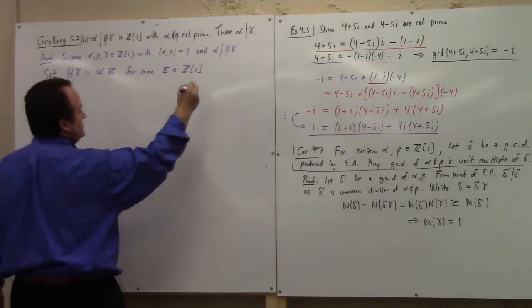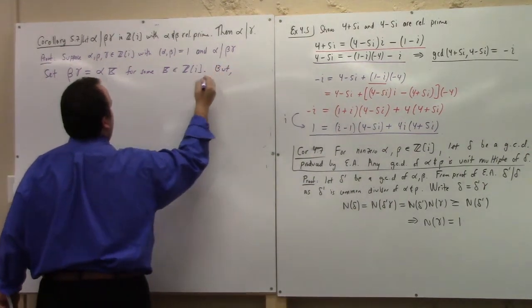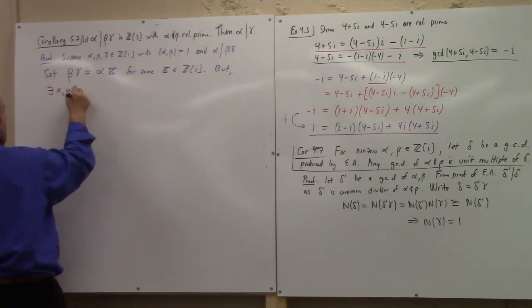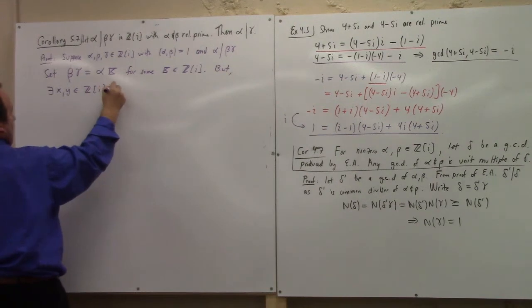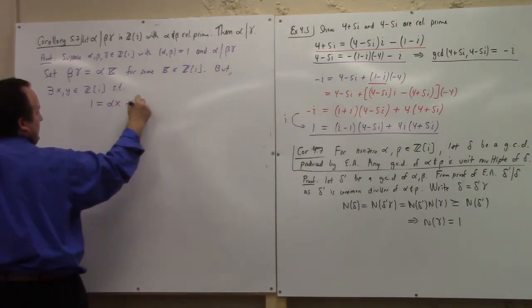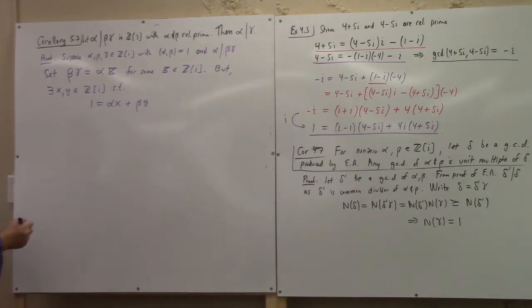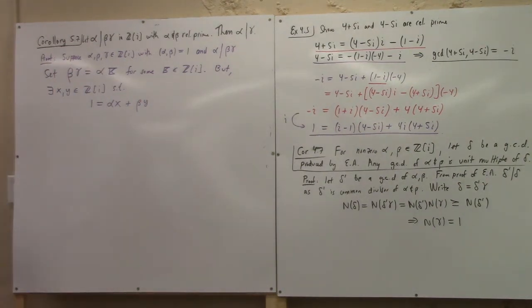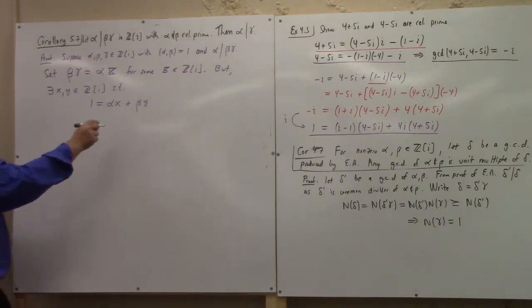What else do we know? There exist x and y in the Gaussian integers such that 1 is equal to alpha x plus beta y, right? By our corollary 5.2 we just put up there. They're relatively prime, so you can write 1 as a Gaussian integer linear combination. All right, then what? Multiply by gamma, right?